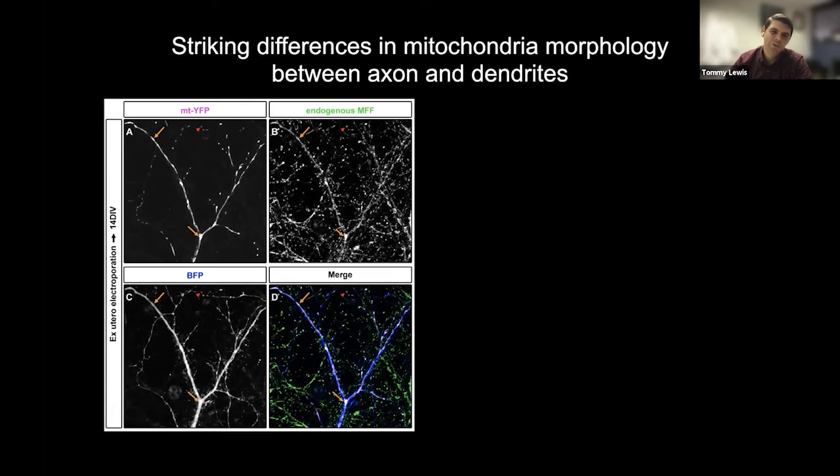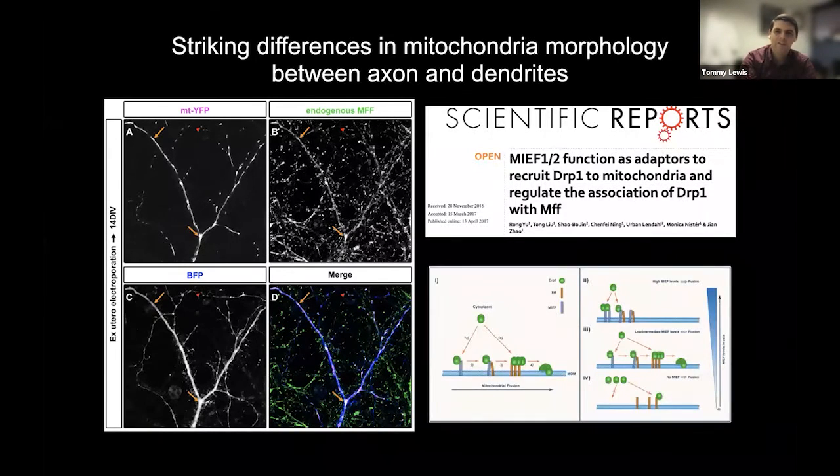So there is a pool of MFF in the dendritic mitochondria, but it seems to be in some sort of turned off or inactivated state. And we're still working to understand how exactly this occurs.